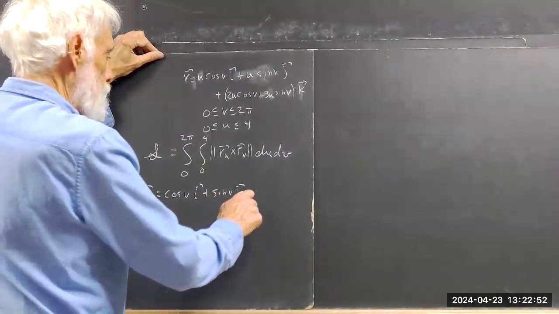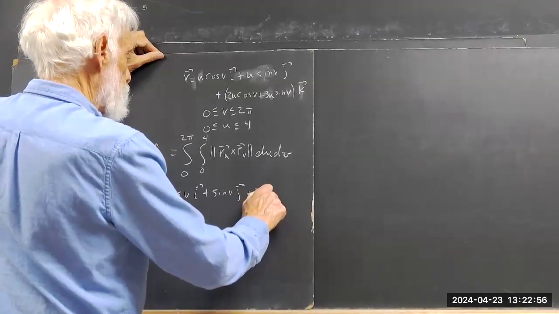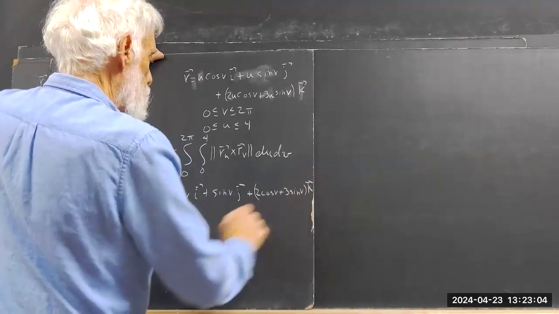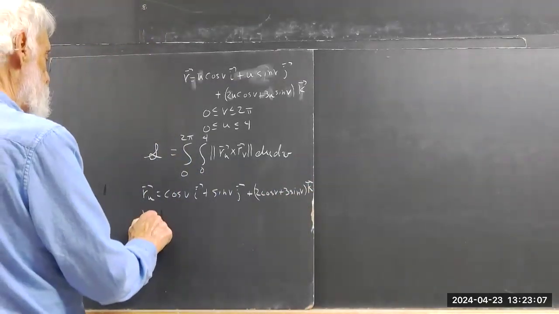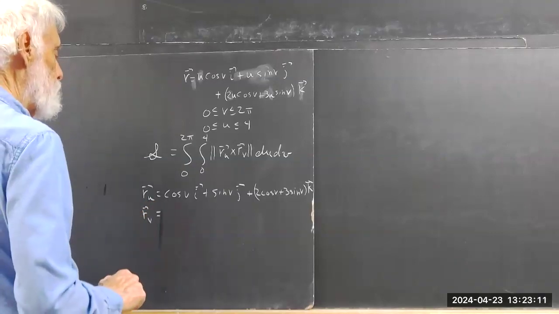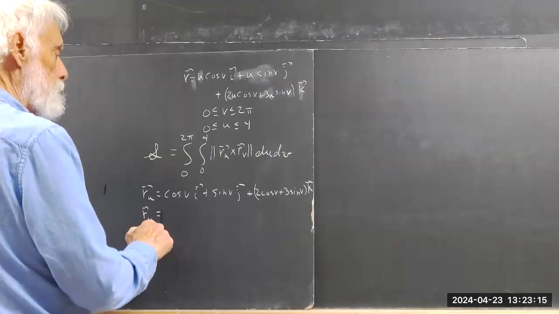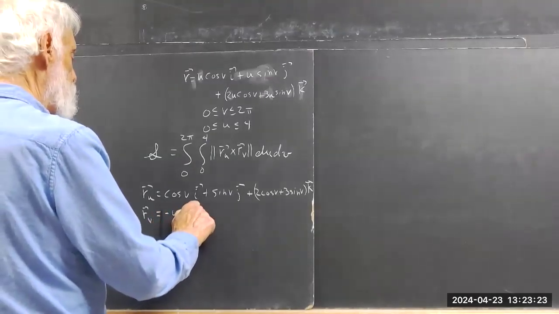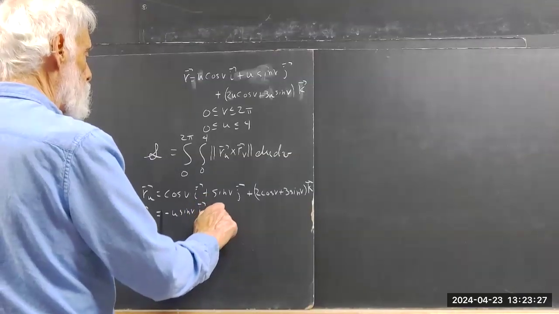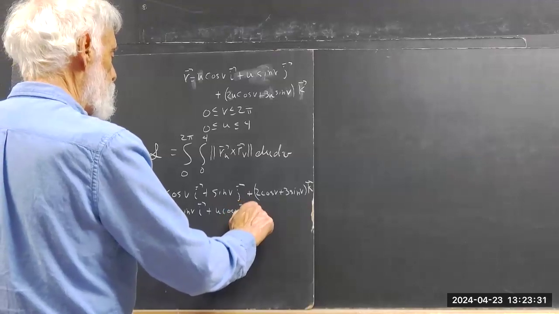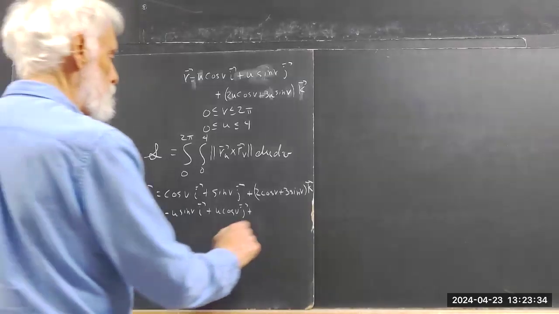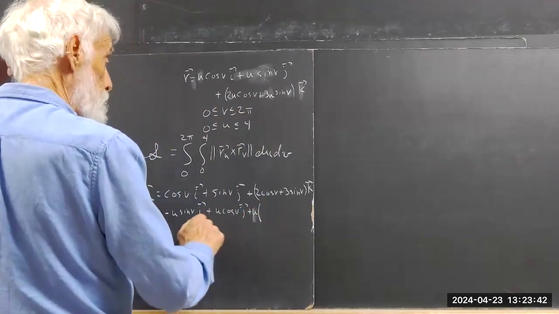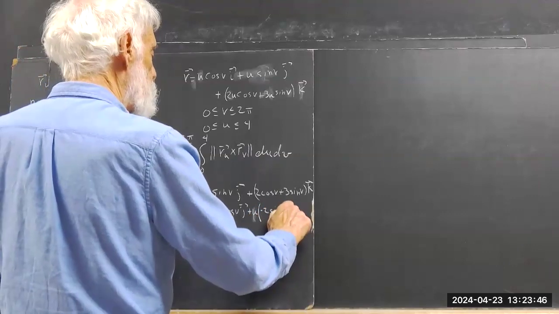Plus this, okay? And R_V equals negative U sine V i plus U cosine V j, plus, put a factor of U out here, and then it's times negative 2 sine V plus 3 cosine V.